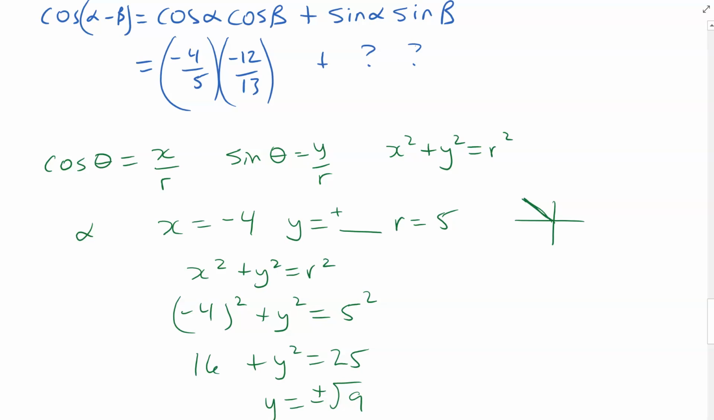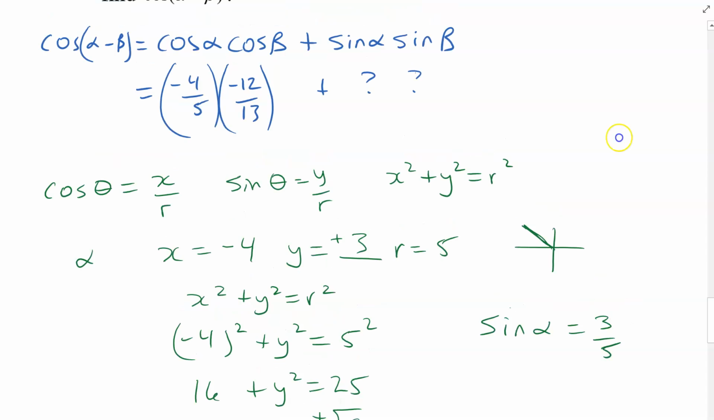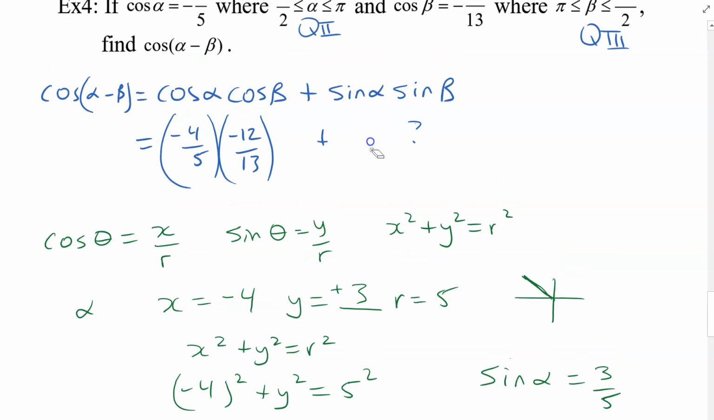But which one is it? Because it's in quadrant 2, I know that my y value is going to be positive. So I'm going to say y equals plus 3. I'll put in parentheses maybe over here, quadrant 2 as a reminder. Okay, so what does that tell me? That y is 3. So then I know that the sine, and I'm not talking about theta in this case, I'm talking about alpha. Sine of alpha is going to be equal to, again, y over r. So the y is 3 over 5. So I can put that value in over here now. 3 over 5.